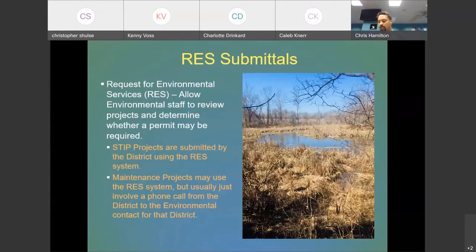This photo is at the I-435 median wetlands near the Kansas City International Airport in Clay County.